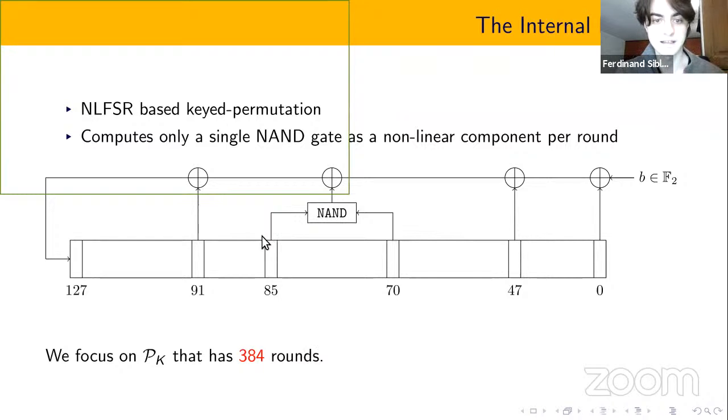And it's implemented like a nonlinear feedback shift register, where the K here is the key addition, and the only nonlinear component is this NAND gate. So at each round, it's just a one bit shift to the right, and you compute the most significant bit using this feedback register.